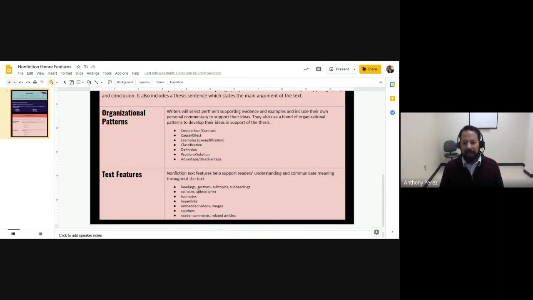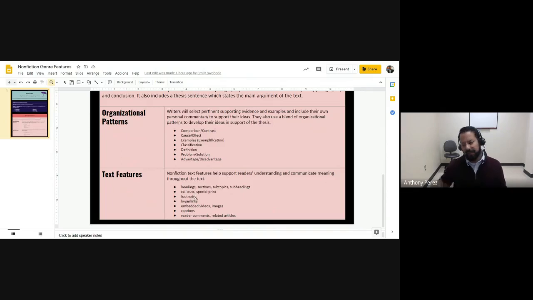Okay. And the last things that are very common in nonfiction texts are these other text features, which are headings, sections, subtopics, subheadings. So like in a news article or magazine article or in a textbook, you might have different sections, and it might give you more information about that particular paragraph or paragraphs to have a better idea of the information coming at you. There could be call-outs or special print. You might have a bold or underlined word in a text, and that's because the writer really wants you to notice that word.